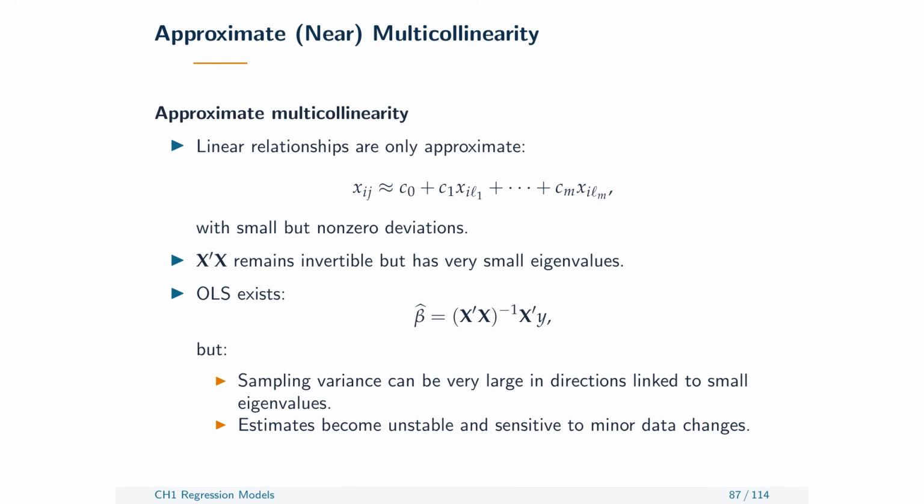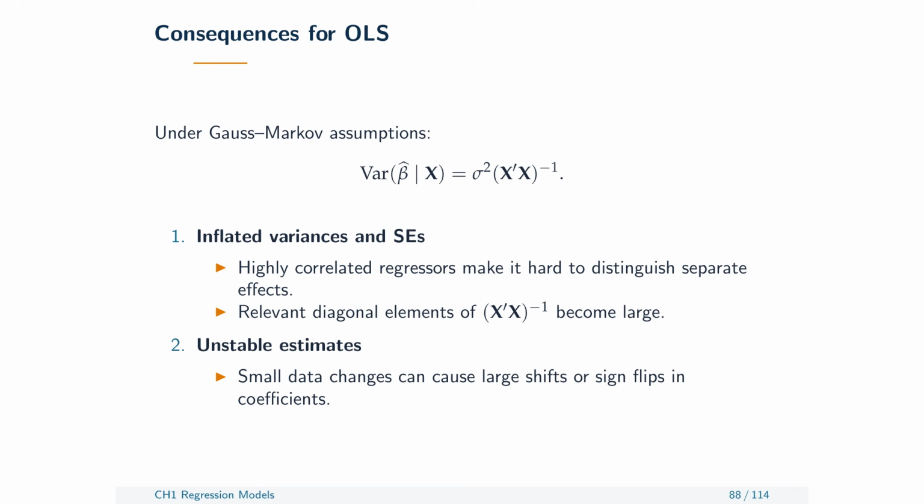Approximate multicollinearity is less obvious. The regressor matrix remains invertible, but one or more eigenvalues are very small. OLS exists, yet the inverse magnifies sampling noise in the weakly identified directions. Small changes to observations or specification can then produce large coefficient movements or sign reversals.